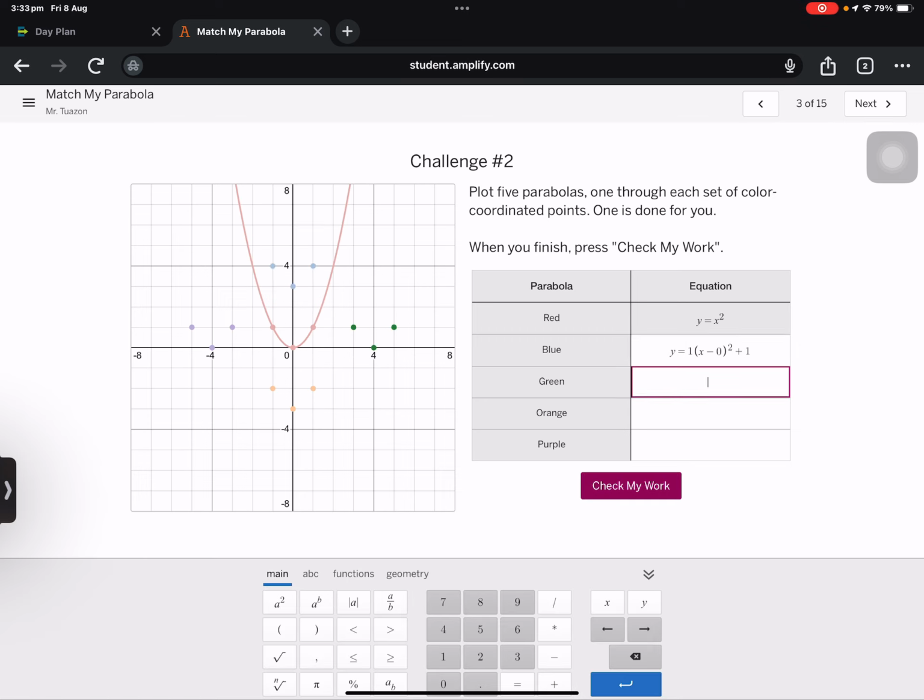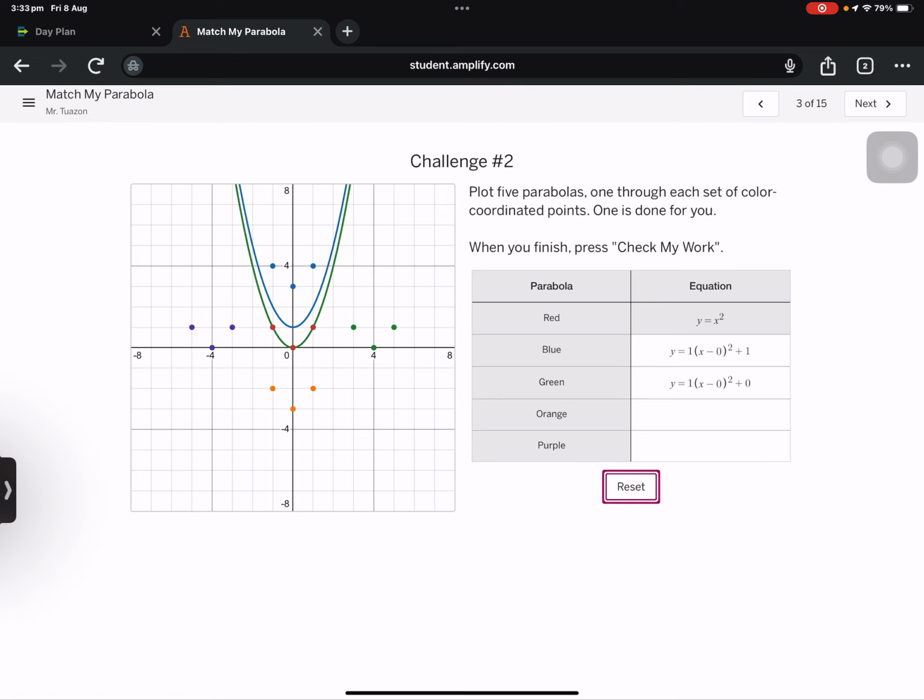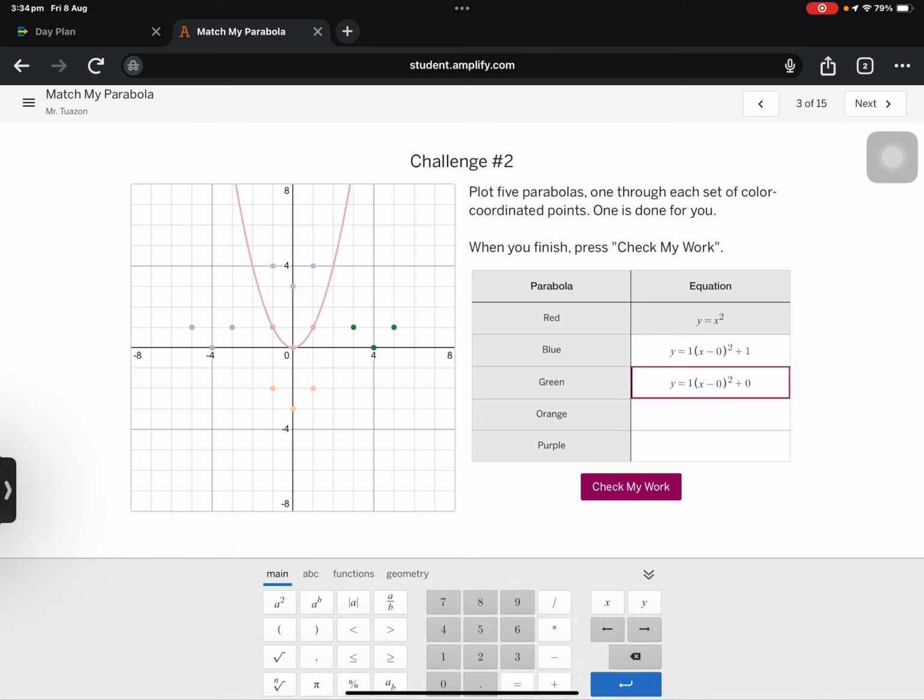Let's do the green one. Retype that, y equals 1 bracket x take nothing bracket squared plus 0 again. Always start from this point. Check my work. So the green one is over the red dot, which is not what I want, but I need to adjust either the 1 on the outside, the 0 inside the brackets, or the 0 outside.